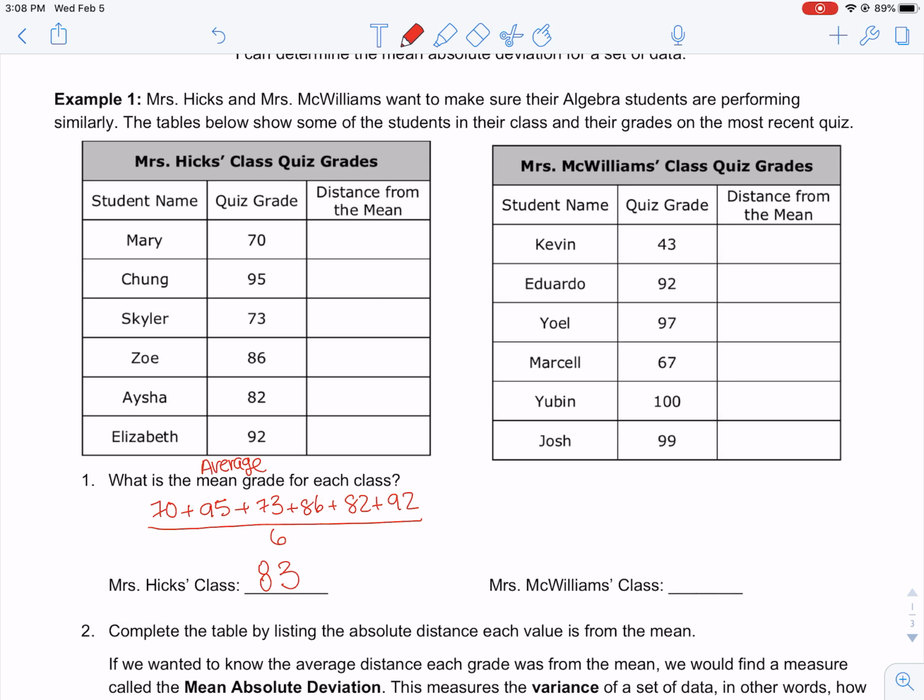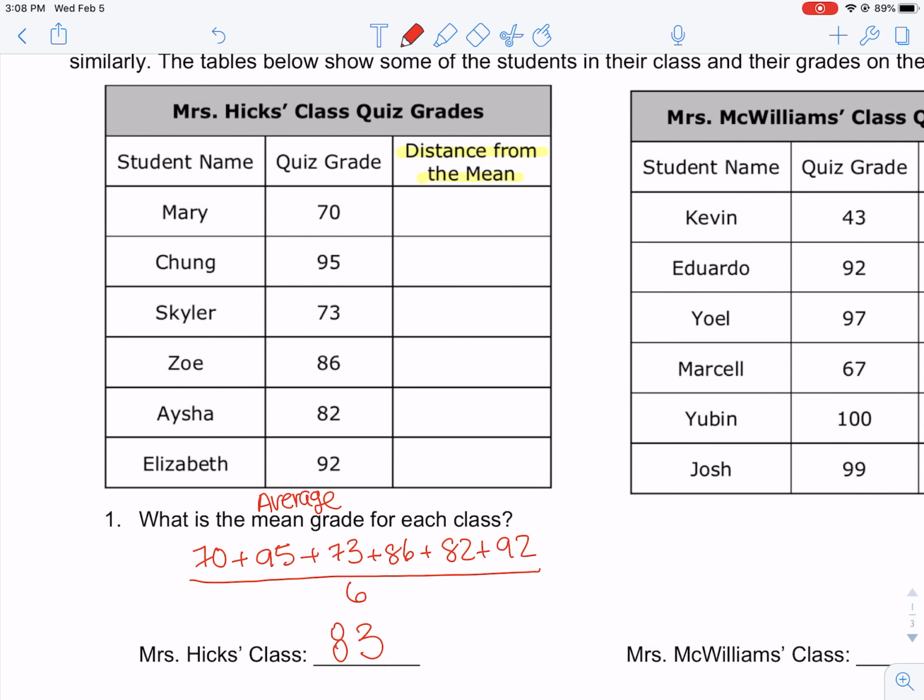Now let's figure out the third column. It says distance from the mean, meaning you would have to figure out the difference between the mean and their quiz grades. So for Mary, we would have to do 83 minus 70, and that should give you 13. We would have to do the bigger number minus the smaller. And that would be 12.